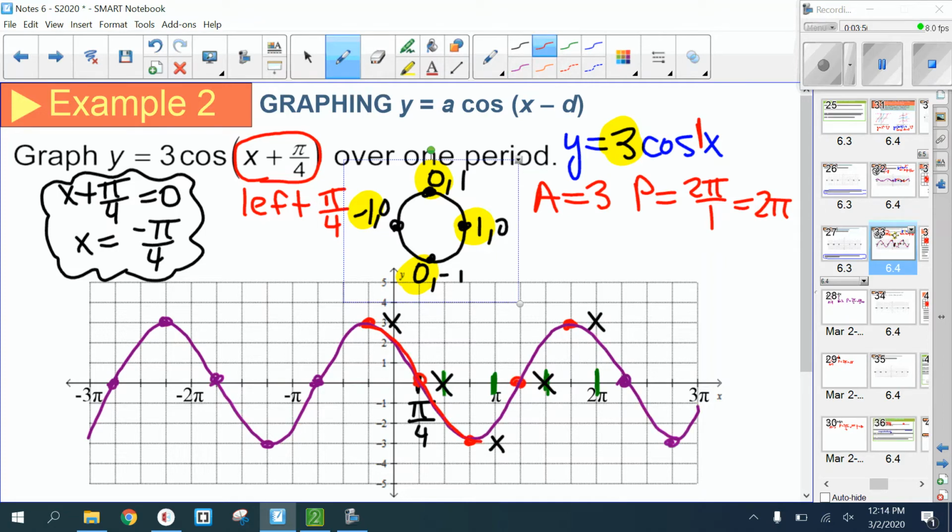If your directions only wanted 1 full period, you could maybe only draw this, and that would be fine. Sometimes they only ask you for 1 full period. But on my assignments, I probably want you to fill in the whole graph.